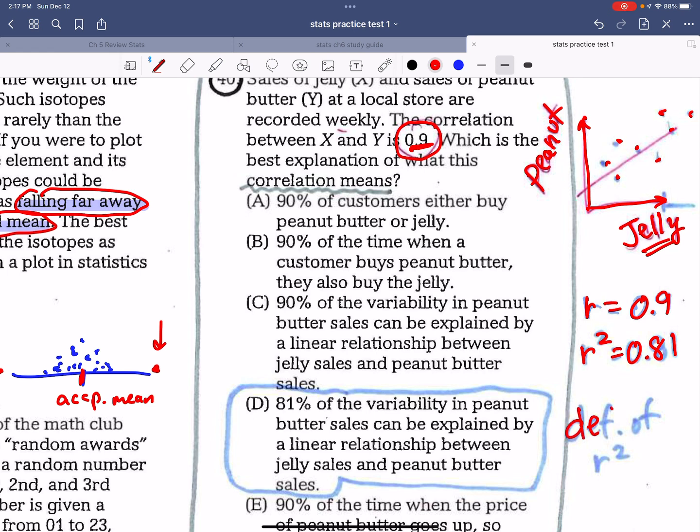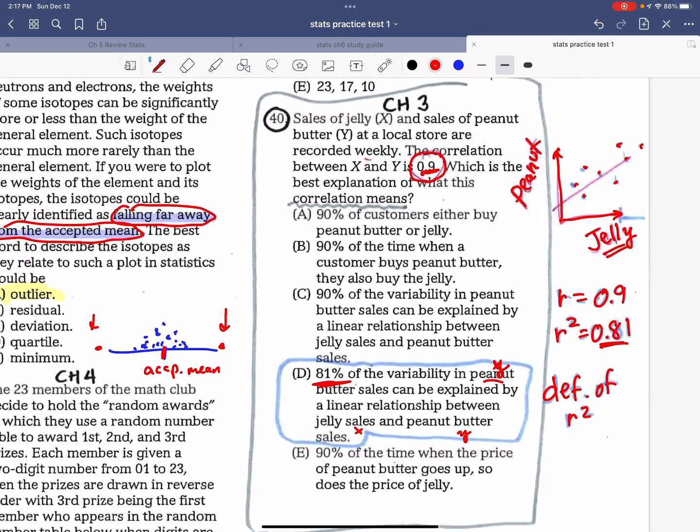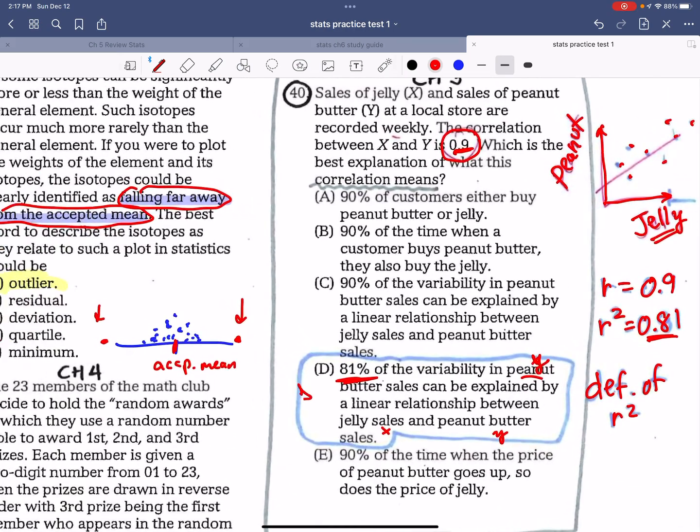So we notice that the definition of R squared is actually right here. 81% of the variability in Y can be explained by a linear relationship with X. That's actually the definition of R squared. So that's why we picked this one.